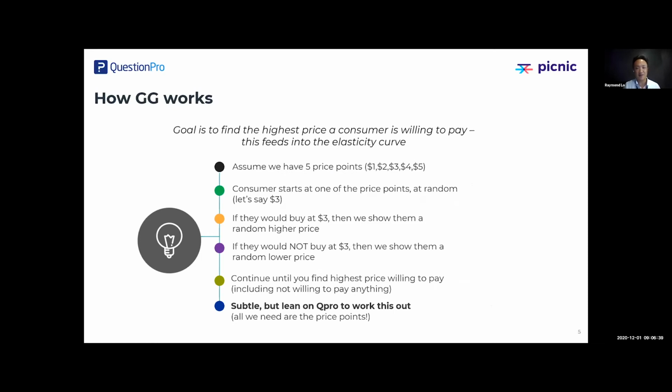So how does it work? So this is how it works. As a researcher, we have to know the ins and outs of how something works when the client asks us. And the goal is to find the highest price a consumer is willing to pay. And that particular price point goes into that elasticity curve that we saw in the previous slide.